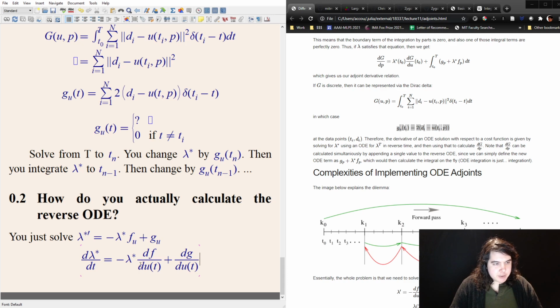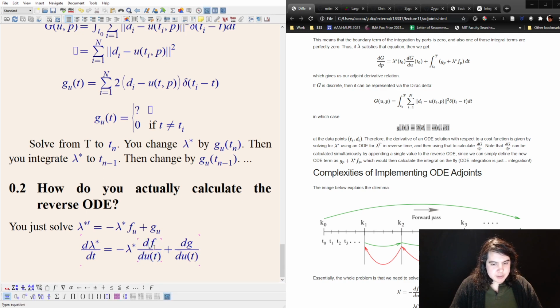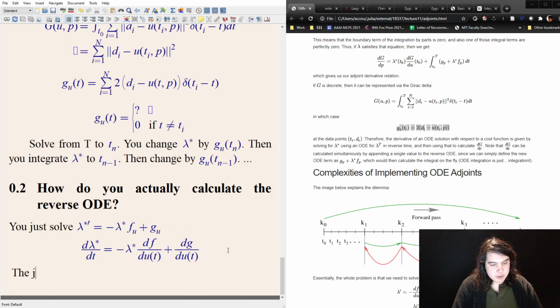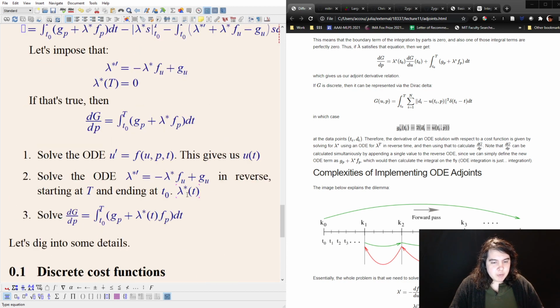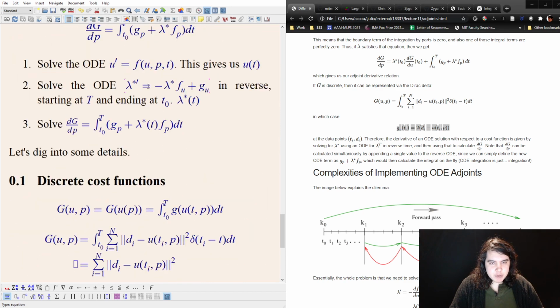Right, so u is a function of t, so in order to calculate the Jacobian of f of u, p, t, you need to evaluate it at the point u of t. Because as you move u around, you have to take the derivative of this at the point u of t. So in order to actually calculate the Jacobian, you need to know u of t. How do you know u of t? Well, u of t, remember, was the solution to the ODE in the forward pass. So u prime equals f of u, p, t. This gives us u of t.